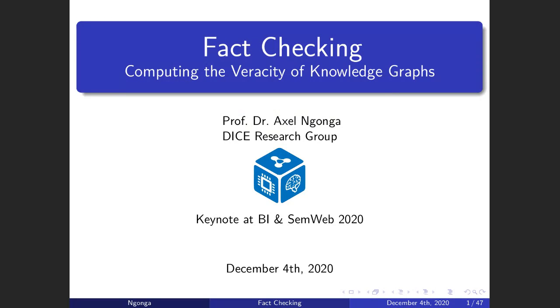I will switch to English now. All right, topic today is fact-checking, computing the veracity of knowledge graphs. You've heard about knowledge graphs the whole day, so I'm not going to spend too much time talking about what knowledge graphs are. What I'm really going to be interested in is talking about why it is important to actually know whether the data you have in your knowledge graph is correct, i.e., whether it represents the reality in which we live at the moment.